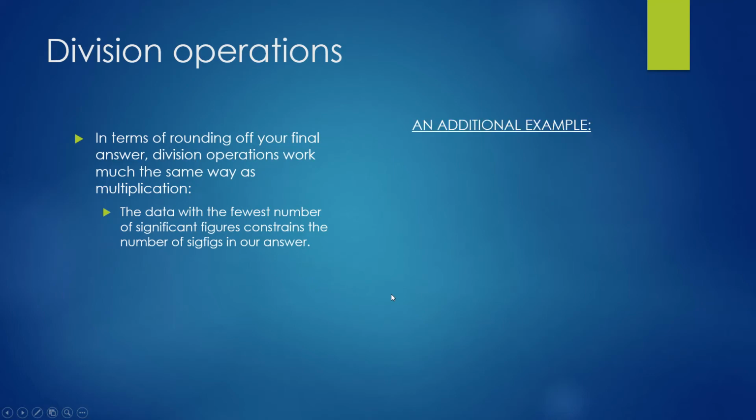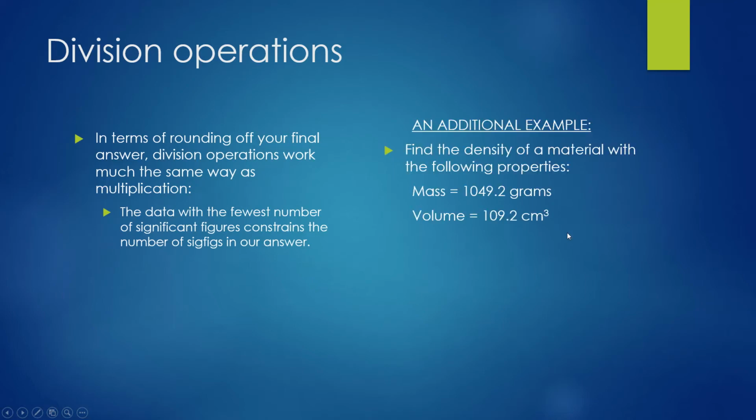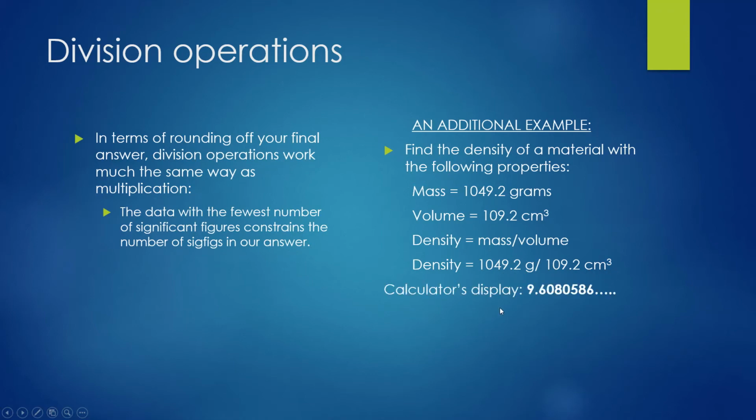Here is another example. Find the density of a material with these following properties. The mass, notice, has 5 significant figures. The volume, 4 significant figures. When we compute the density, we're dividing a 5 significant digit number by a 4 significant digit number. The calculator will display this and more as an answer, and we know that we need to round this off.